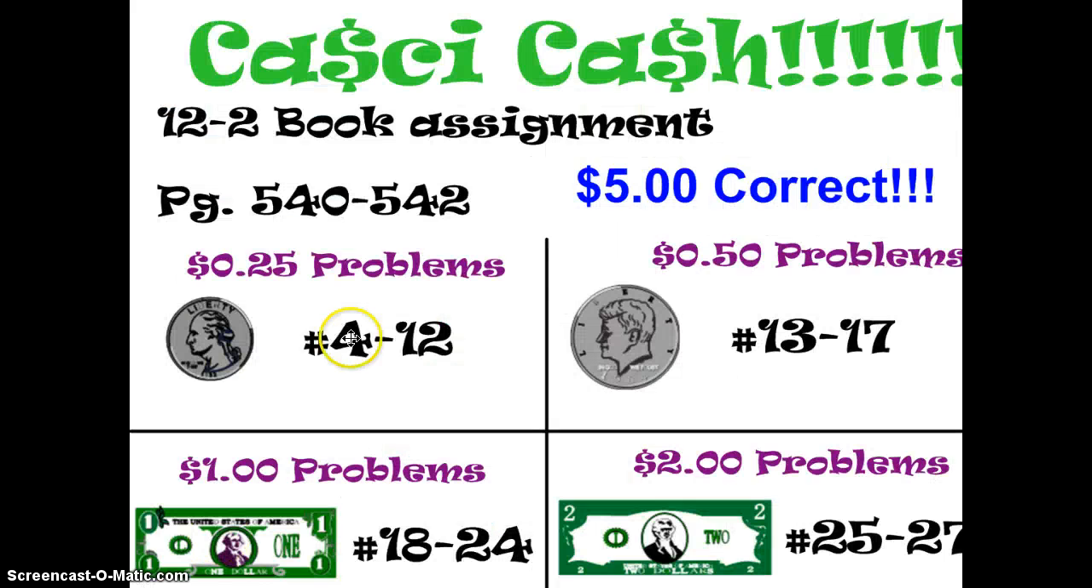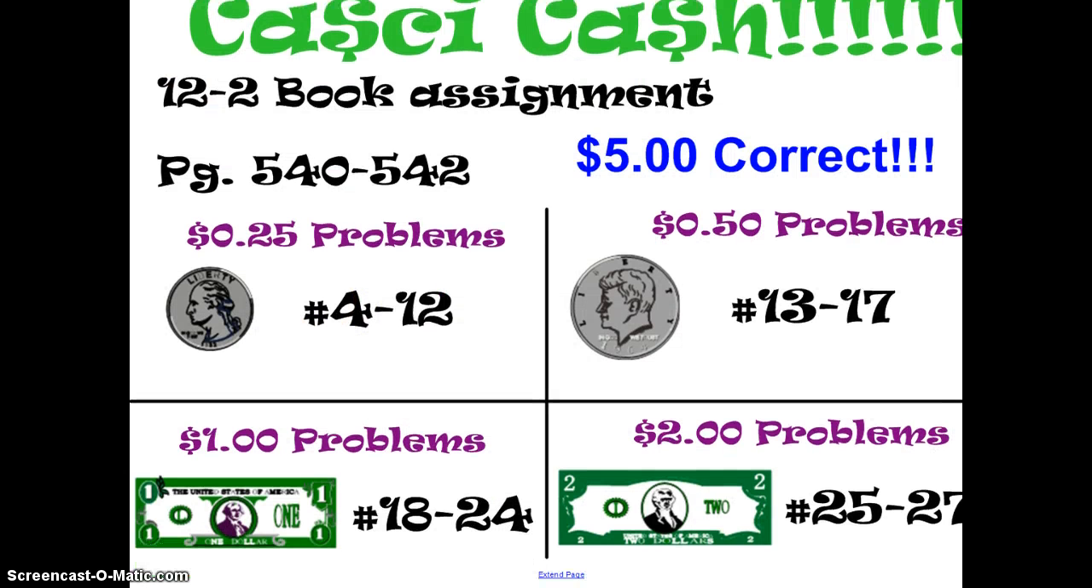All right. Moving on to our book assignment, Casci Cash. The 12-2 book assignment is on pages 540 to 542. There's kind of a lot of pages because there are a lot of those graphs that take up a lot of space. Problems 4 through 12 are 25-cent problems. Problems 13 through 17 are 50-cent problems. Problems 18 through 24 are $1 problems, and problems 25 through 27 are $2 problems. So please have that completed. Remember, you need $5 worth of correct answers, so I'd advise you to do more than $5 worth of problems just to make sure that you get the credit.